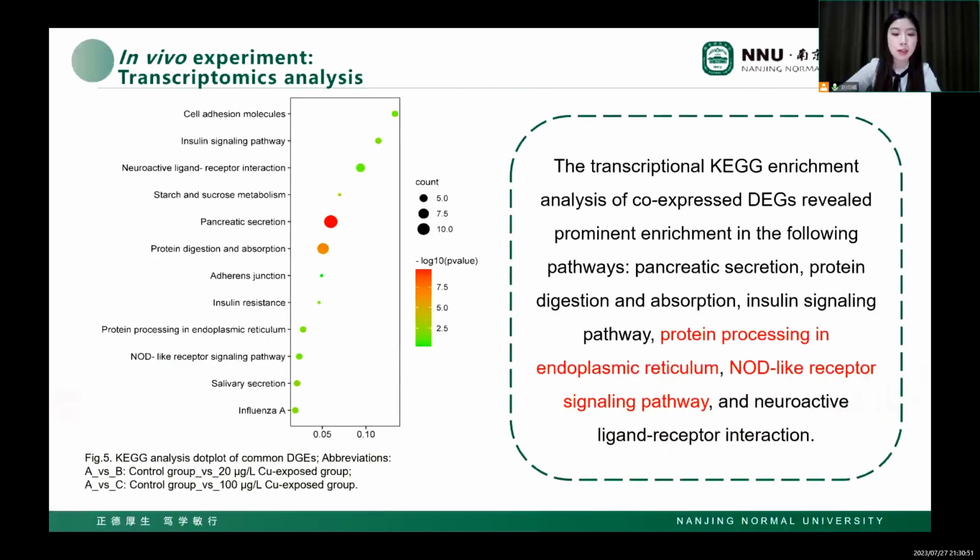And figure 5 shows the KEGG enrichment analysis of the common DEGs, showing that 12 KEGG pathways were significantly expressed. Among these pathways, these two signaling pathways are the most prominent.